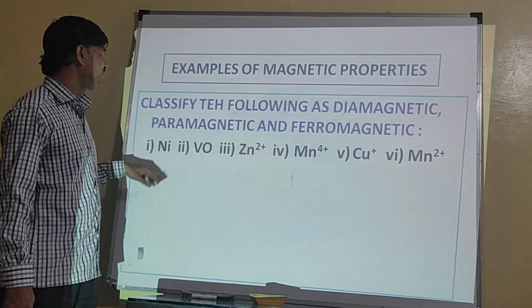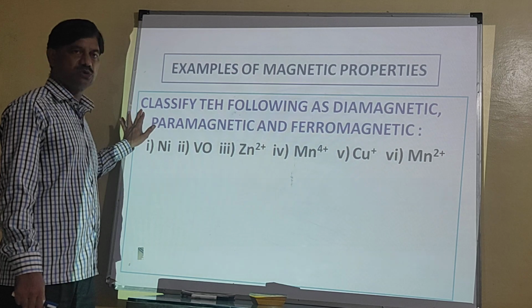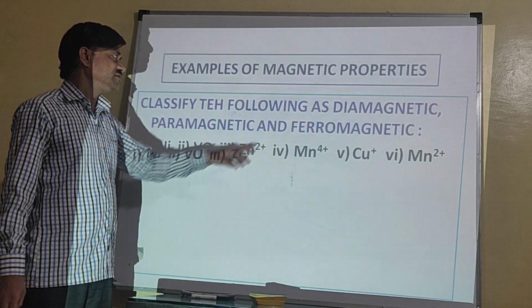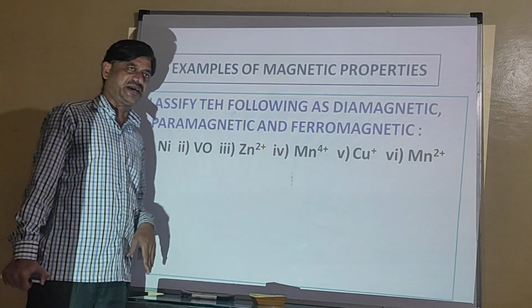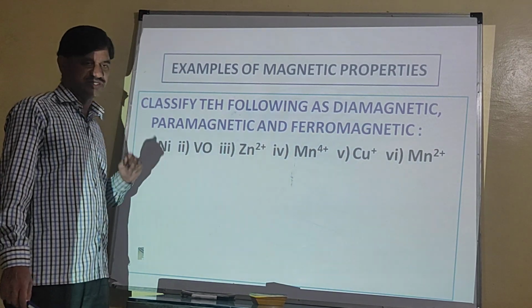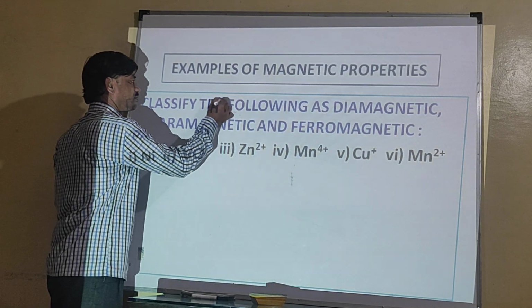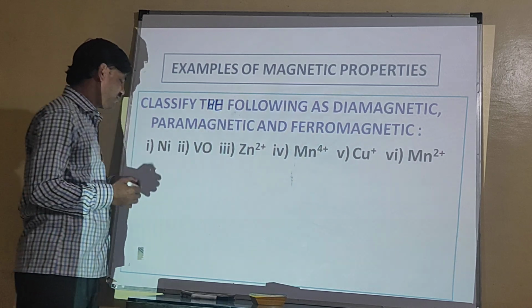Now check the next point. What about examples of magnetic properties? What is our question in front of you? Classify the following as diamagnetic, paramagnetic and ferromagnetic. These are the different species. Now we can check one by one.